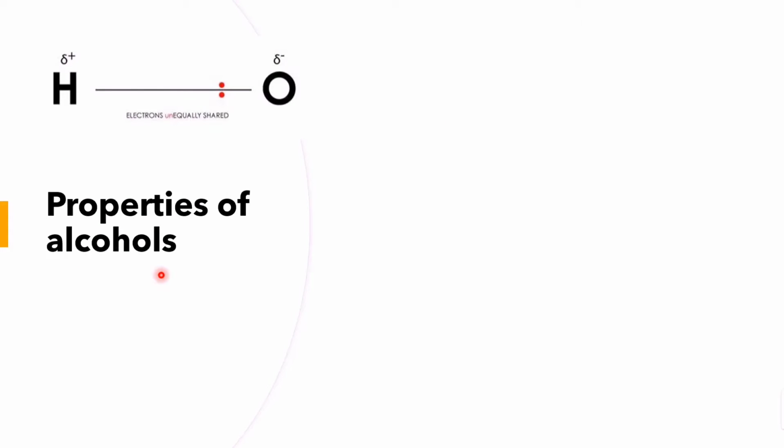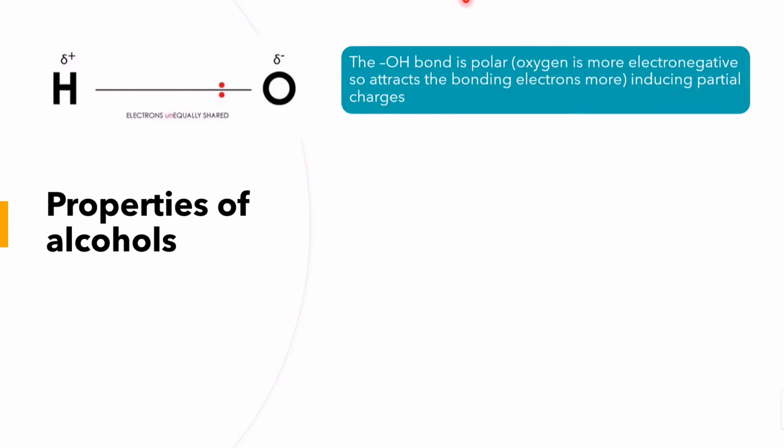So now quick overview of the properties of alcohols before we get into the oxidation. So our OH bond is our functional group, and this OH bond is actually polar, and this is because oxygen is more electronegative, and electronegativity is how strongly an atom attracts its bonding electrons. So because our oxygen is more electronegative, it attracts the bonding electrons in our OH bond more. So this leads to an uneven charge distribution. Our electrons are unequally shared.